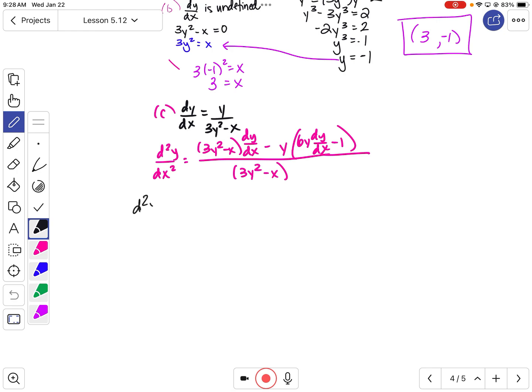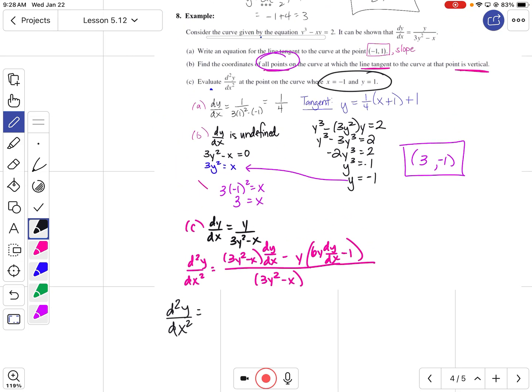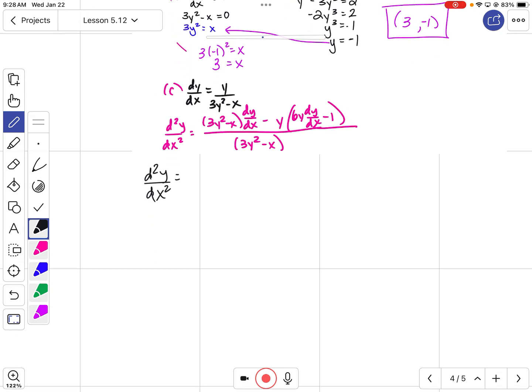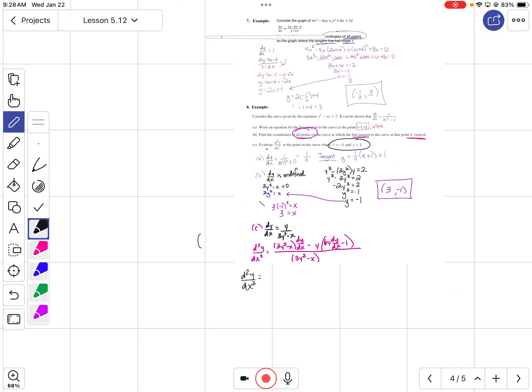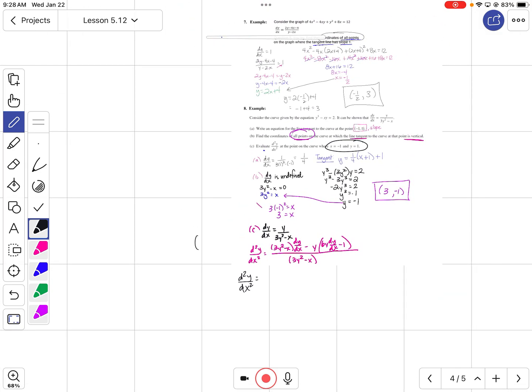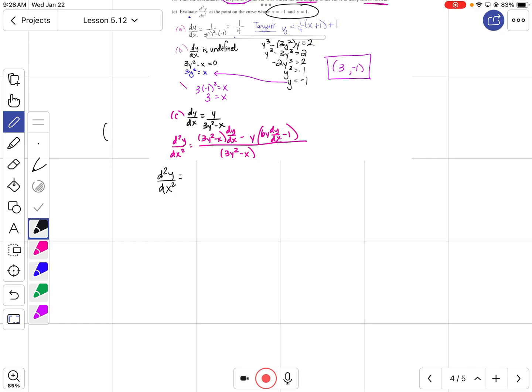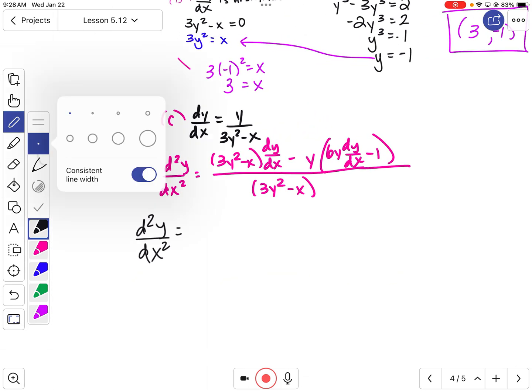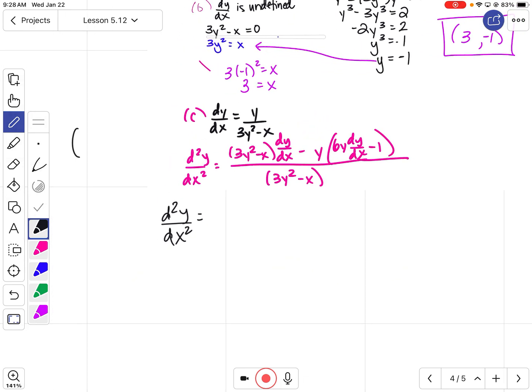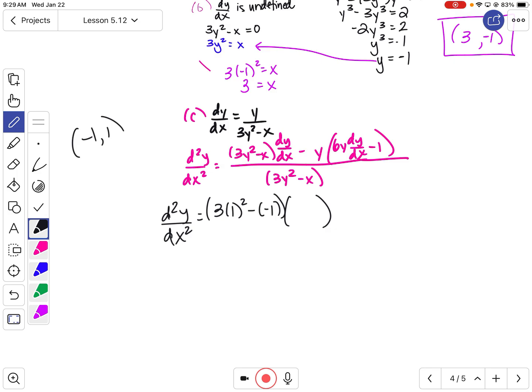Well, here's what we would do. D squared y over dx squared at my point, -1, 1. Okay, so I'm going to plug it in. So this is going to give me 3 times 1 minus -1. Now, I'm going to multiply it by dy dx.